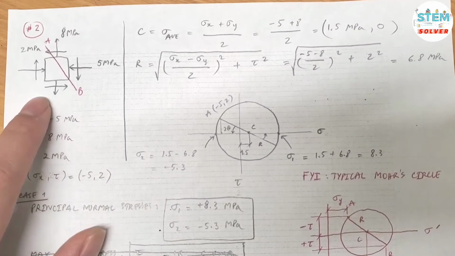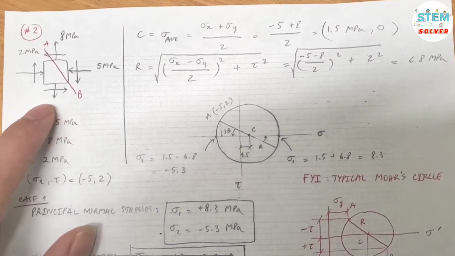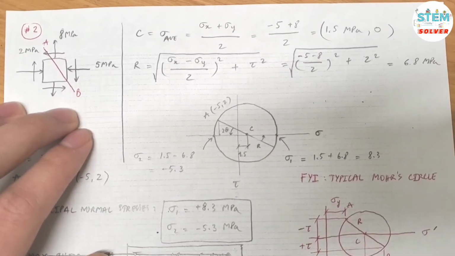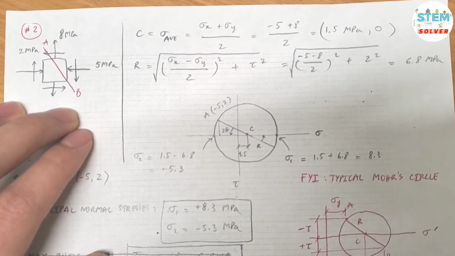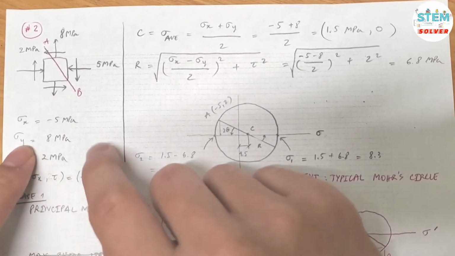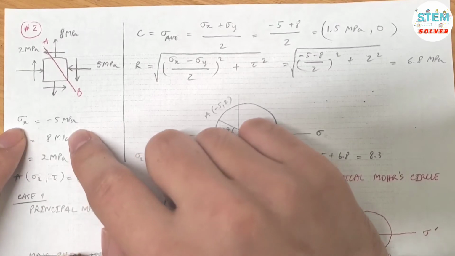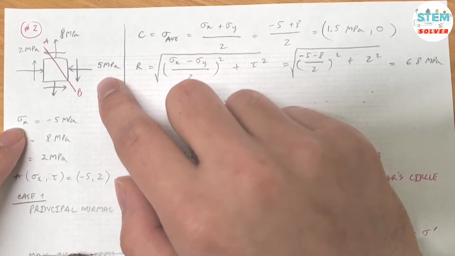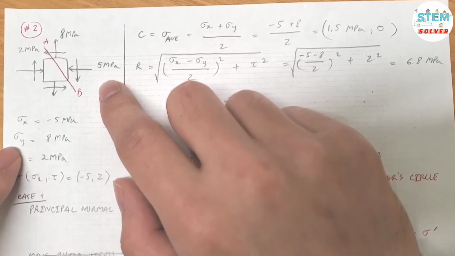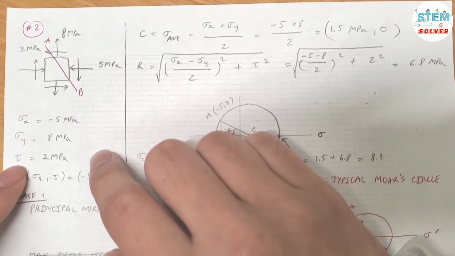So here is the original picture or diagram for the Mohr circle. First things first, you need to classify what is the normal stress in the x direction, y direction, and the shear stress. Normal stress in the x direction is -5 megapascal. Why? Because it's being pressed, right? Normal stress in the y direction is 8 megapascal because it's being pulled out, and the shear stress is 2 megapascal.